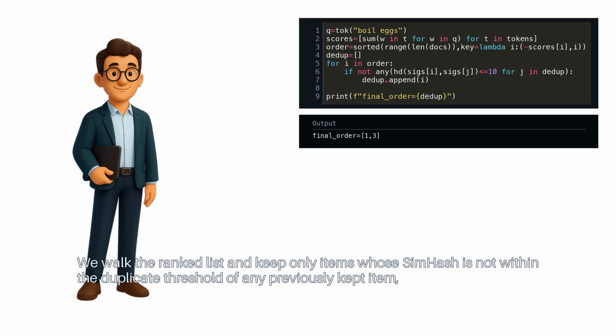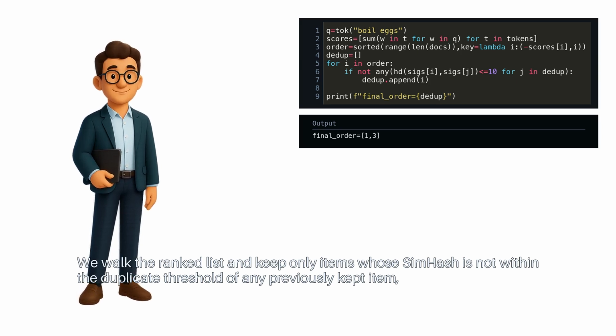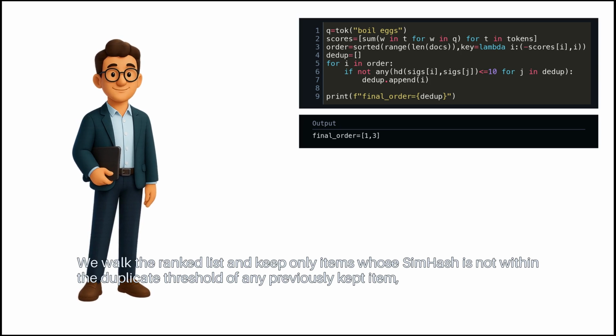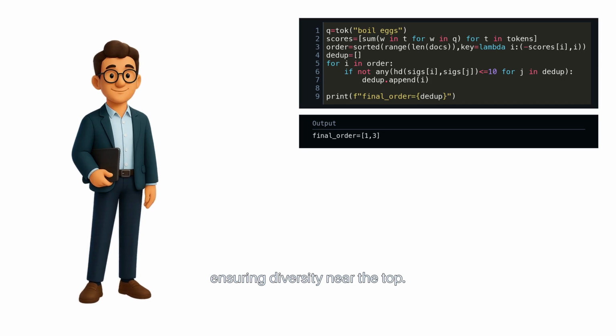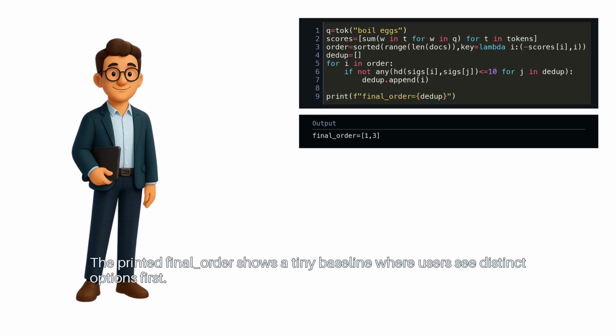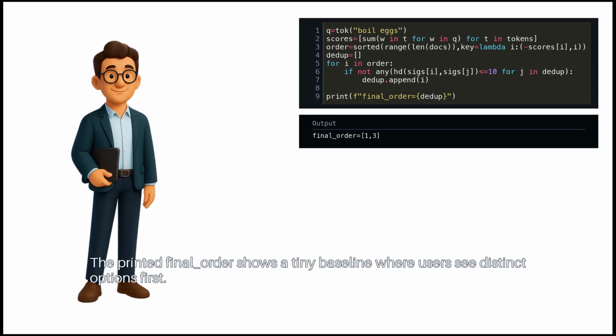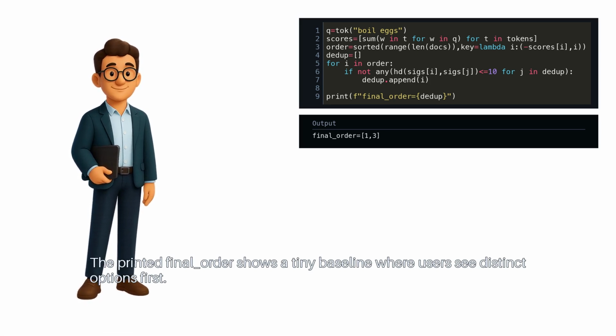We walk the ranked list and keep only items whose SimHash is not within the duplicate threshold of any previously kept item, ensuring diversity near the top. The printed final order shows a tiny baseline where users see distinct options first.